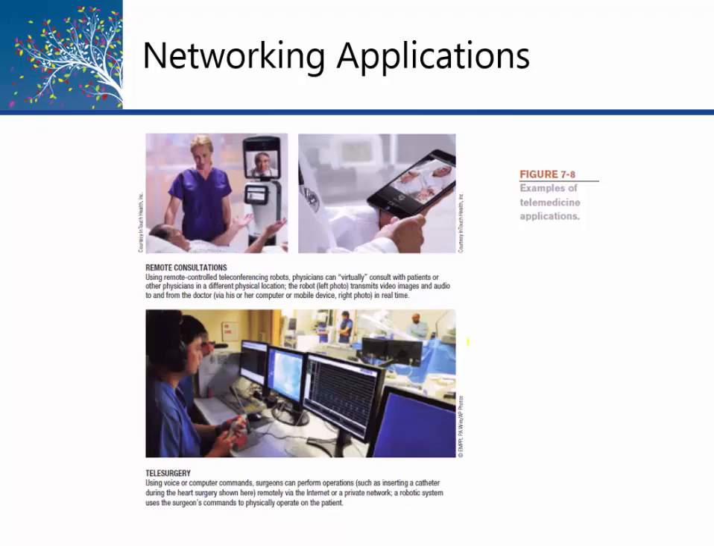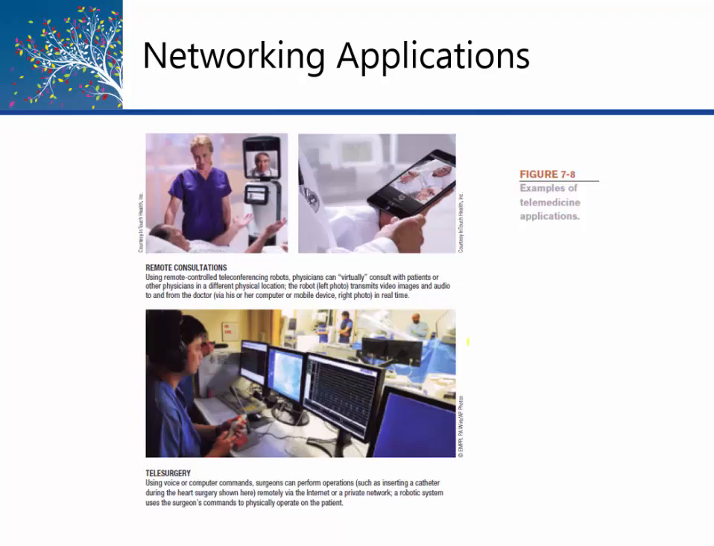I think in this figure, sorry, let me go back to this figure. See the doctor in this figure right there? He's not physically in the room, but he's able to see the patient. The patient's able to tell the doctor exactly what he or she is feeling, and the doctor, he or she, is able to respond to the patient, and that's a good thing.